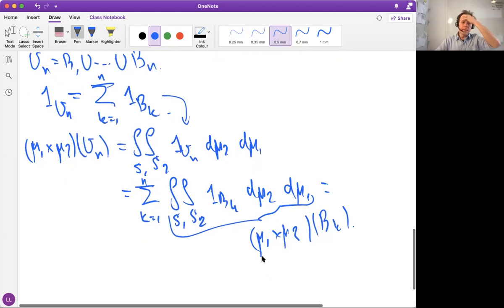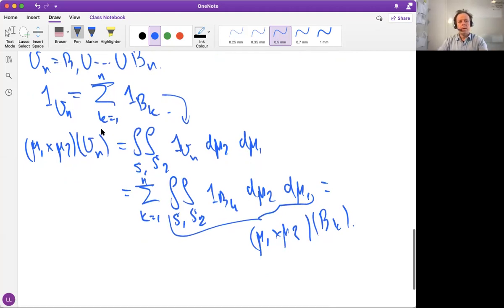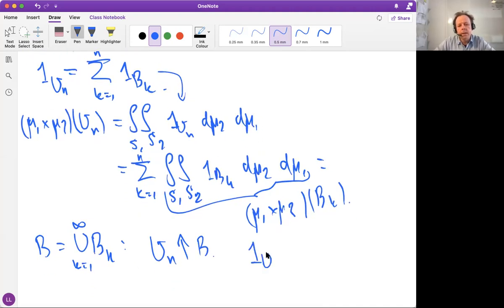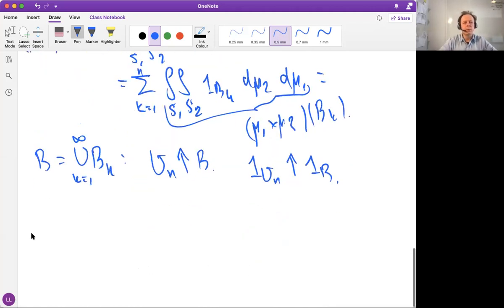So now we know that things work well for finite disjoint unions here. Okay. What about then for the full set B, which is now the union from k from 1 to infinity of B_k? Now we know that these sets U_n get bigger and bigger when you increase n, and then they increase to B. Then it also follows that these indicator functions grow pointwise to the indicator of B. Then we want to calculate the product measure of the infinite union, this B.